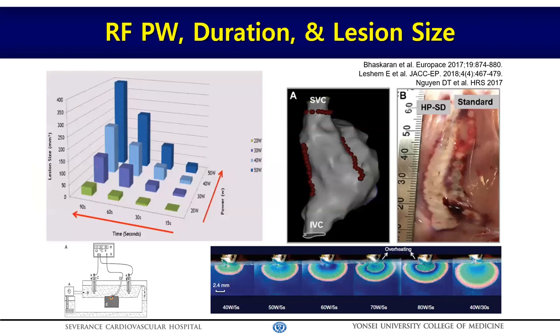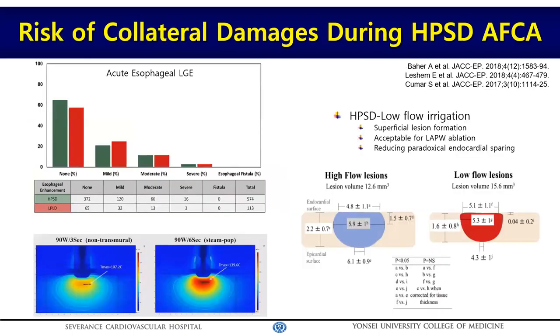This is a graph you have seen many times. With larger RF power and longer duration, the lesion size is larger. Hyper-short duration is shallow compared to the standard RF power, but it creates a wide contiguous lesion, which is advantageous. This is standard, but this is hyper-short duration.